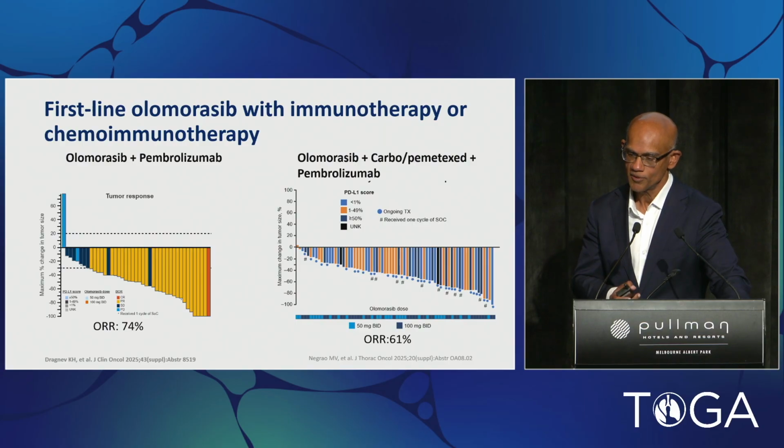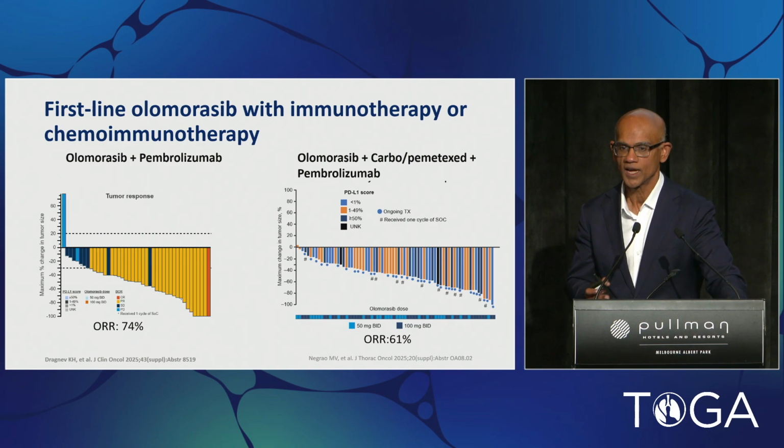So these are data from a G12C inhibitor called olomorasib in combination with pembrolizumab, which shows a response rate of 74%, and the same compound in combination with chemoimmunotherapy, with response rates of 61%. Of course, these combinations are associated with increased toxicity, including things like hepatotoxicity and the gastrointestinal toxicity, which I mentioned.